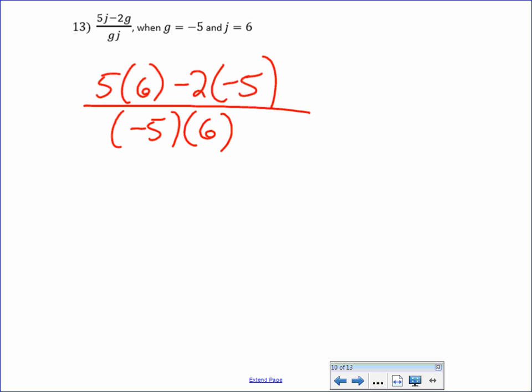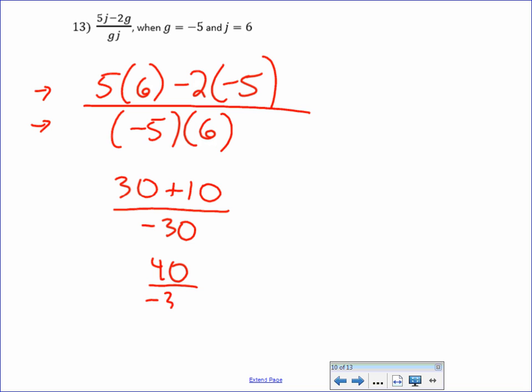So we evaluate the numerator and the denominator of the fraction. So that'll be 30 plus 10 over negative 30, which is 40 over negative 30, which is negative 4 over 3. And so you just reduce the fraction.